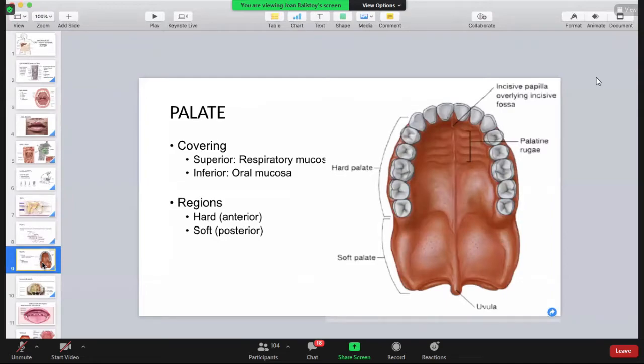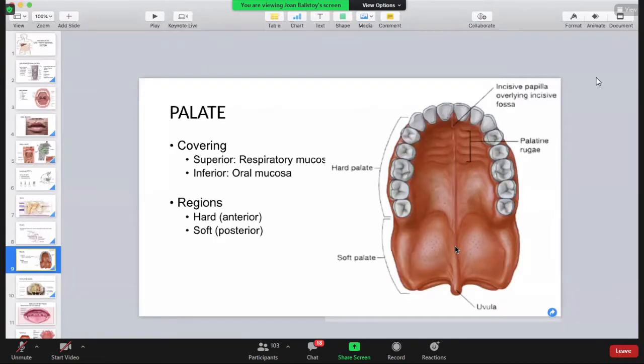The covering of your palate on the superior side is the respiratory mucosa. And what is the respiratory mucosa? Pseudostratified columnar epithelium. Inferiorly, it is the oral mucosa, so therefore, it's stratified squamous. There are 2 regions of the palate, the hard palate, which is anteriorly located, and the soft palate, which is posteriorly located. The anterior 2/3 of the bony skeleton is formed by the palatine process and the palatine bone.